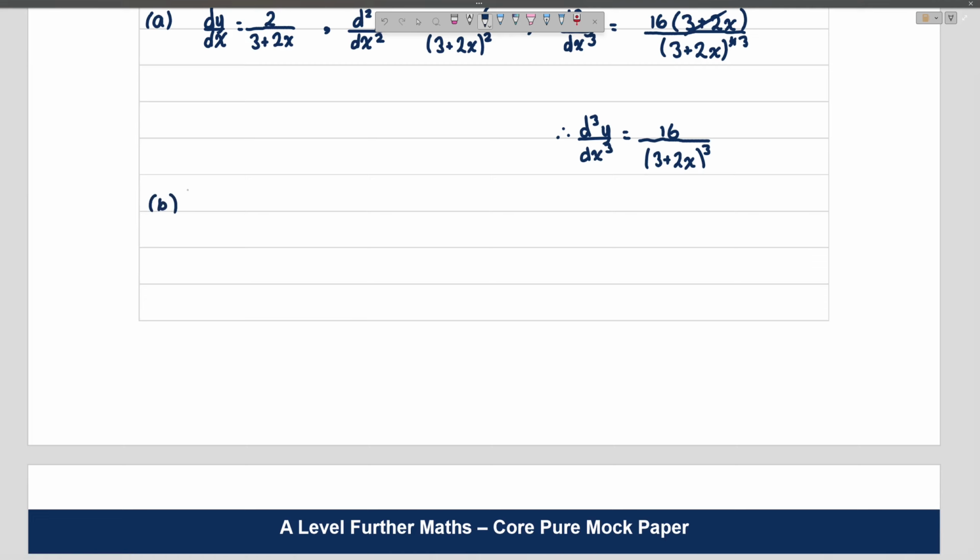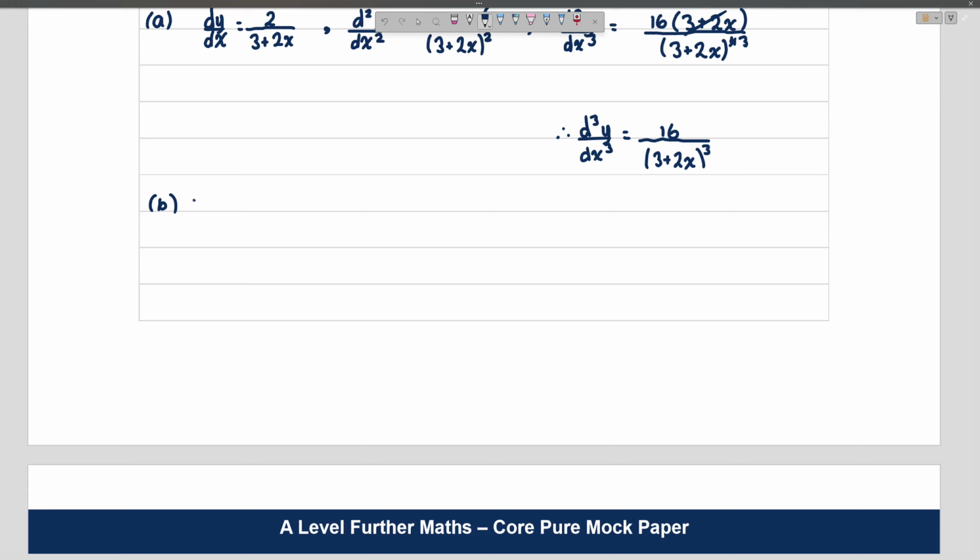Okay. Now what I require here then is y when x equals 0. I also require dy/dx when x equals 0. And the same is true for the second derivative and also the third derivative. So we've done a lot of the legwork here for this question. We found all of the derivatives. So all we need to do here now is evaluate each one when x equals 0.